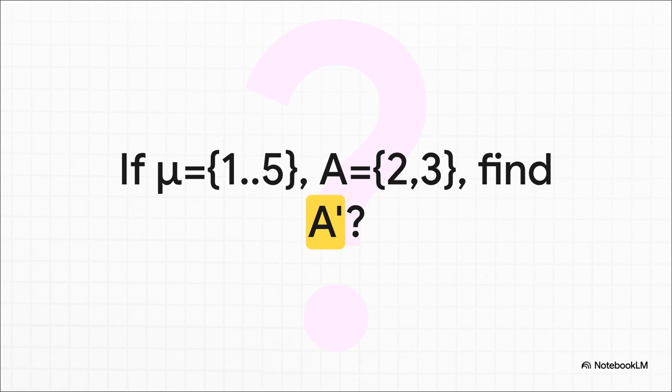Okay, let's dive into a quick challenge to really test those new skills. Think of this as a mini workout for your brain. Suppose our universal set mu is just the numbers 1, 2, 3, 4, and 5. A much smaller classroom this time. And let's say set A contains just the numbers 2 and 3. Your mission? Find A prime. Think back to what we just learned about complements. What is in the universal set that is not in set A?